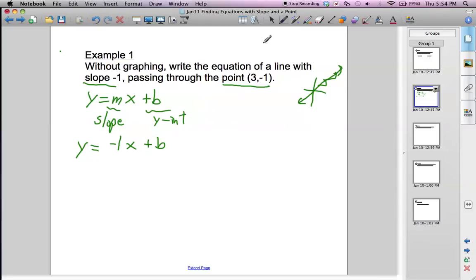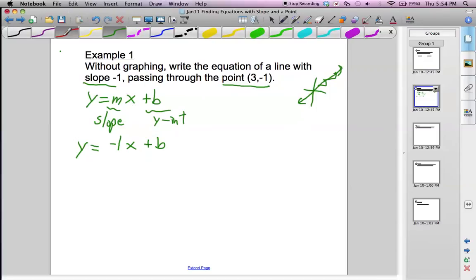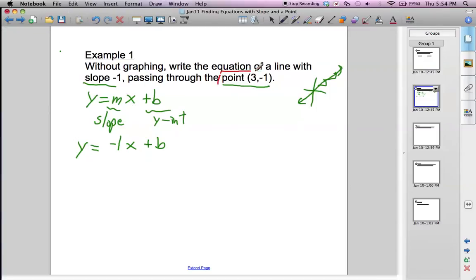Now I need to find b, which is the y-intercept, without graphing. If you look closely at your point, that's an x and a y value that makes this equation true. So what we can do is substitute these values into the equation, and then we can solve for b. In this point here, we have y = -1 and x = 3. So you substitute in the point, and then we can find out what b is.